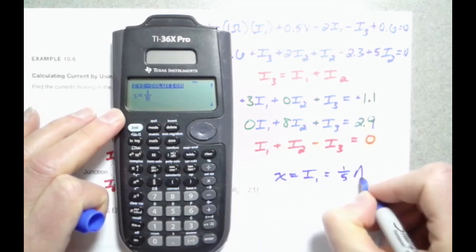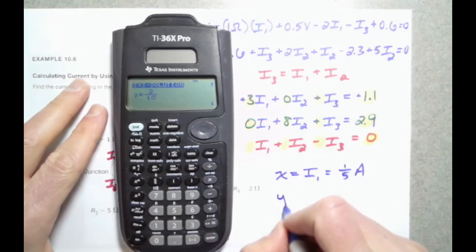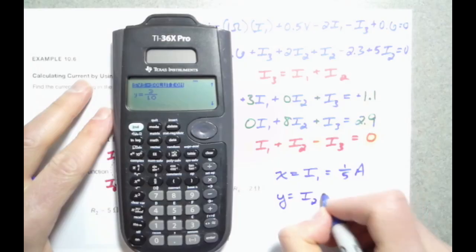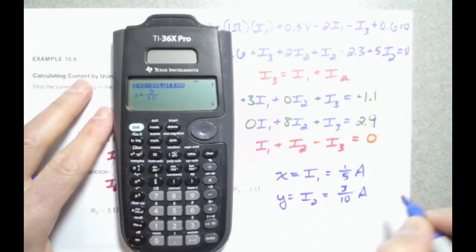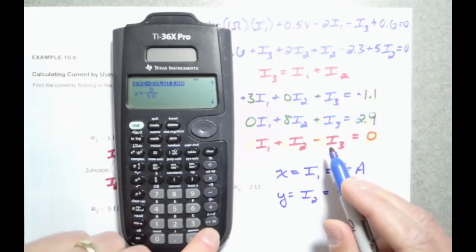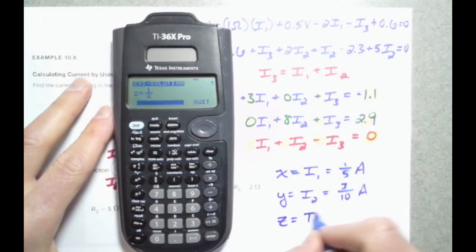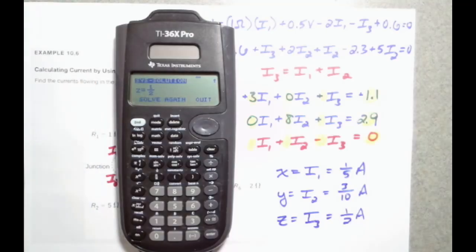The units of this are amps because these are currents. And then we hit enter. Y is going to equal the next thing. In this case, that's I2, and that's 3/10 of an amp. And then lastly, Z, which is going to equal I3, and that is 1/2 of an amp. Okay. All right, does everybody see how to do that?